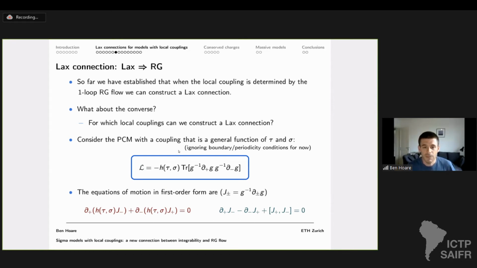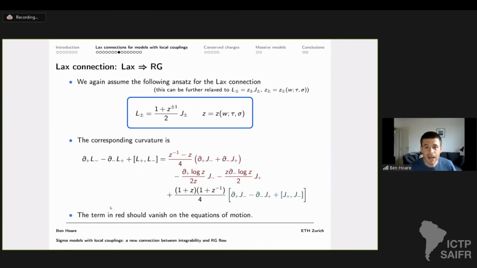To do this, we just consider the PCM with a generic local coupling. So I'm just going to replace H by some function of tau and sigma. The equations of motion are written here. It's basically the same as before, except that tau is now replaced by H of tau, sigma. We again assume the same ansatz. This ansatz can actually be relaxed a bit, but for the purposes of this talk, I'm just going to assume this ansatz here. So the Lax connection takes exactly the same form as before, but now Z is a function of W, tau, and sigma. If we compute the corresponding curvature and rearrange the terms in this particular way, we see the final term here is basically the zero curvature of J, and then the remaining terms should vanish on the equations of motion.